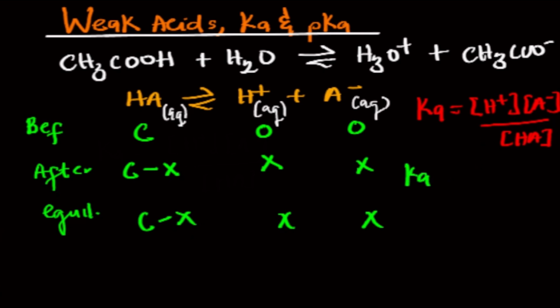Ka equals, this is going to be X, the hydrogen ion concentration is going to be X, then multiplied by X, divided by HA, which is going to be C minus X.